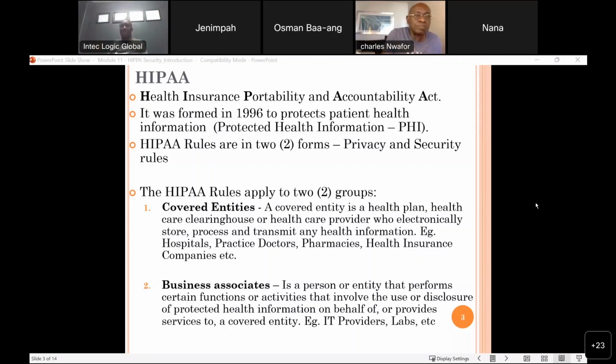If you go to a clinic and they say you have been diagnosed with this condition, it's on your record forever. It can never be changed. So even if you say, oh, I'm no more suffering from this sickness, some people can use it against you, right? So health records are very, very important. So HIPAA rules are in two forms, privacy and security rules. We'll cover that. The HIPAA rules apply to two groups.